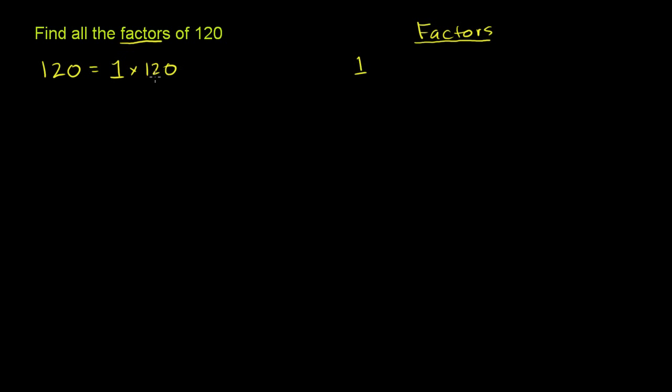And its largest factor is 120. You can't have something larger than 120 dividing evenly into 120. 121 will not go into 120. So the largest factor on our factors list is going to be 120. Now let's think about others.